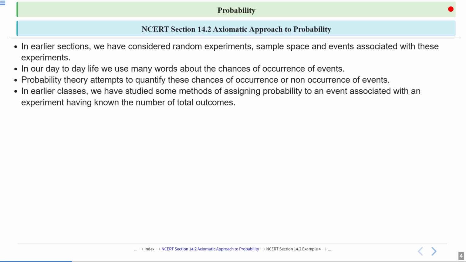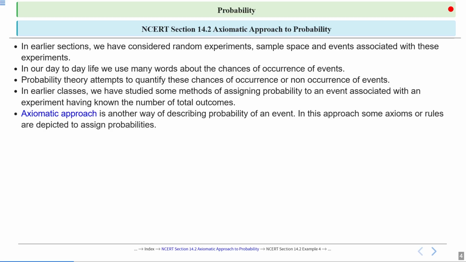And in our earlier classes, we have studied some methods of assigning probability to an event associated with an experiment, like rolling a die, flipping a coin, etc. We discussed how to assign probability to an event associated with an experiment.